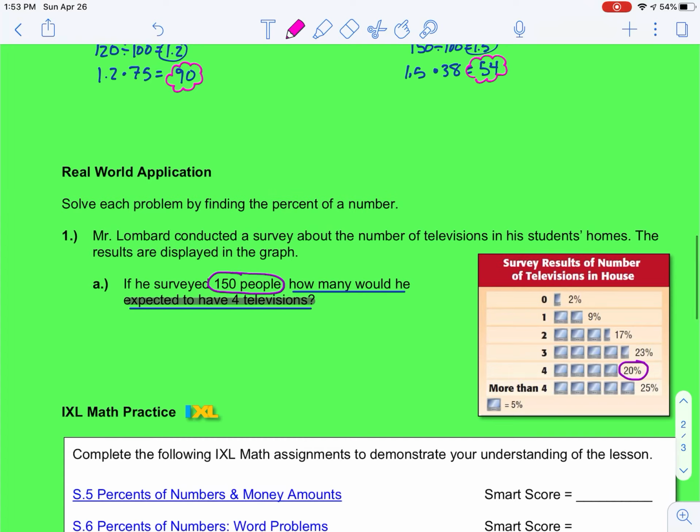So if we continued from our notes from yesterday, on the bottom there's a real-world application problem. The directions say solve each problem by finding the percent of a number. Number 1, Mr. Lombard conducted a survey about the number of televisions in his students' homes. The results are displayed in the graph. If he surveys 150 people, how many would he expect to have 4 televisions?